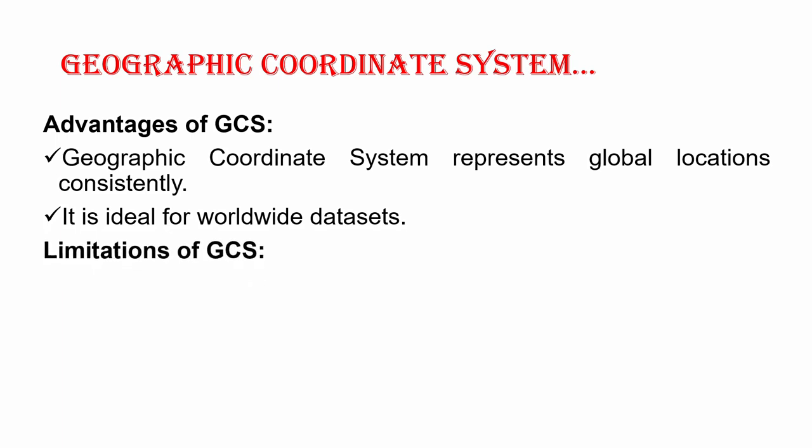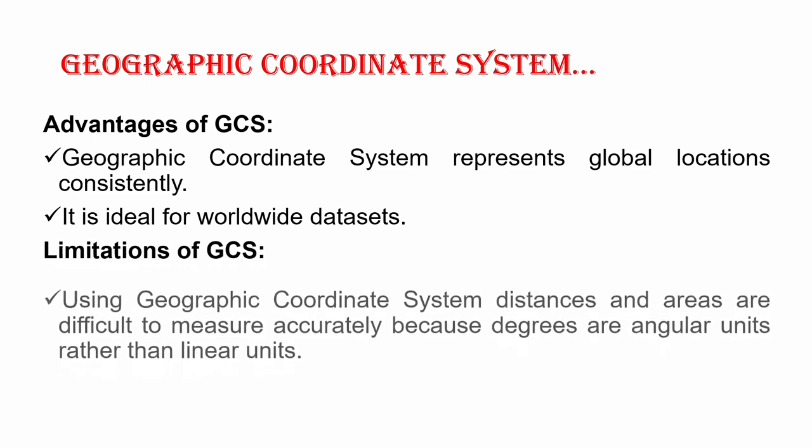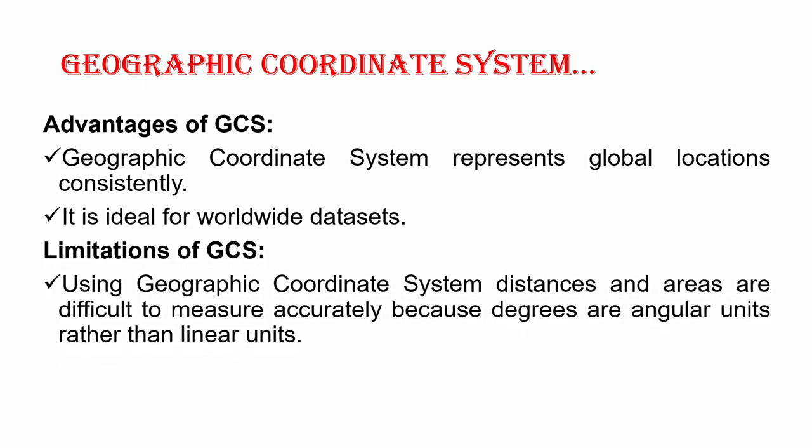There are some limitations also. The limitations of geographic coordinate systems are: using geographic coordinate system, distances and area are difficult to measure accurately because degrees are angular units rather than linear units.